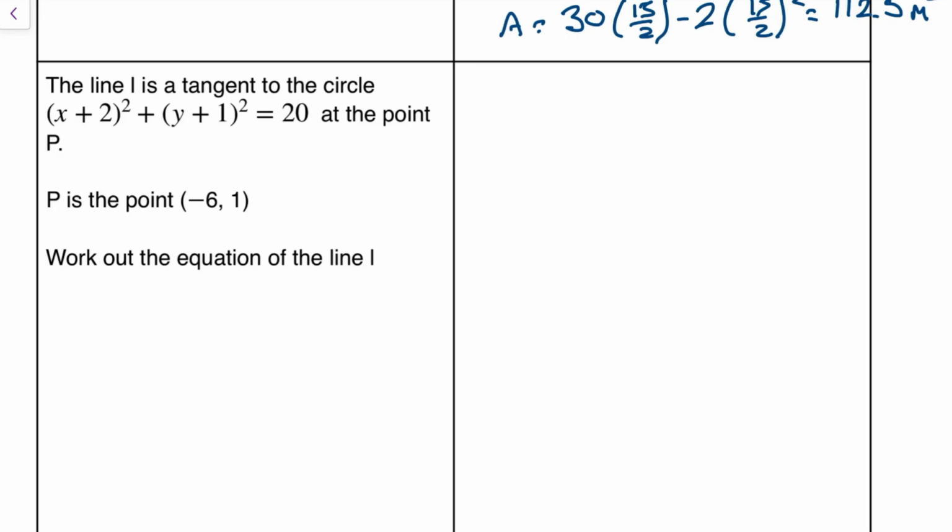The line L1 is a tangent to the circle (x + 2)... So for this circle here, I know the centre of the circle is going to be (-2, -1). And I know the radius of the circle is the square root of 20, which is the square root of 5 times the square root of 4, otherwise known as 2 root 5. And this says point P is the point (-6, 1). I misread the question. At the point P, right, so P is (-6, 1).